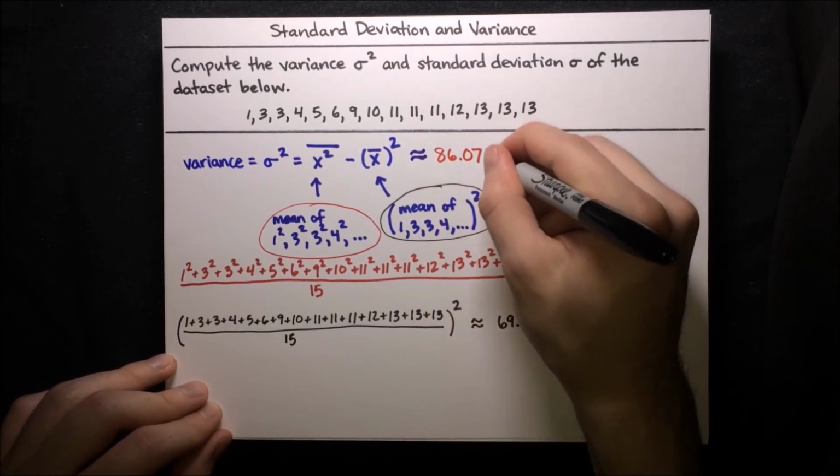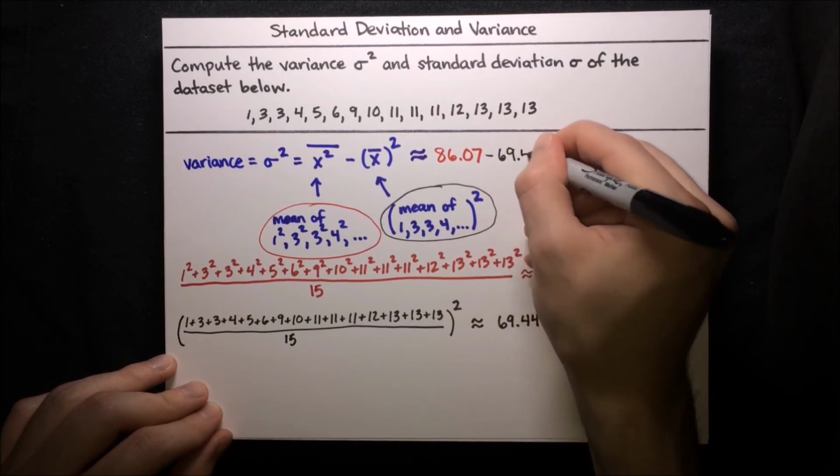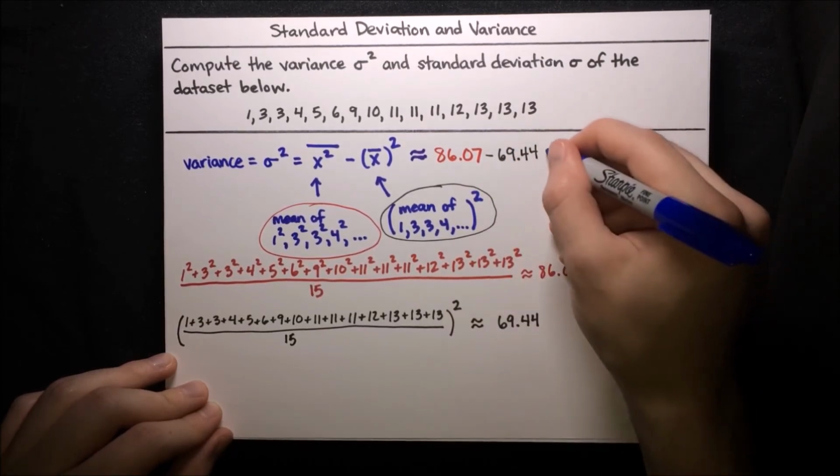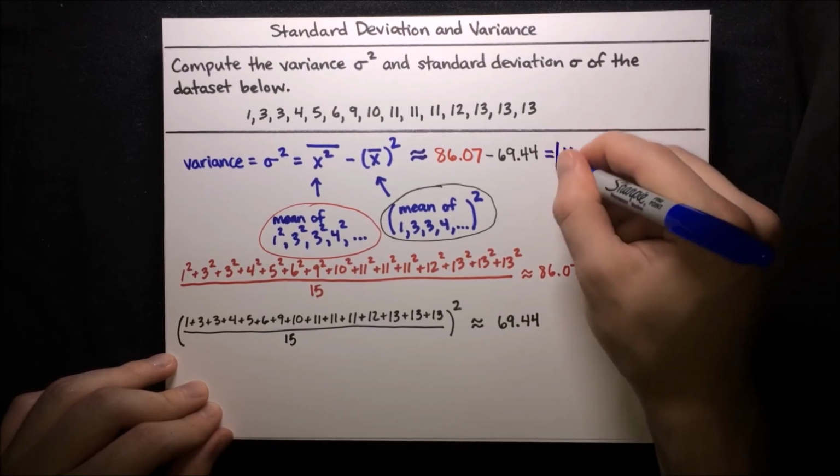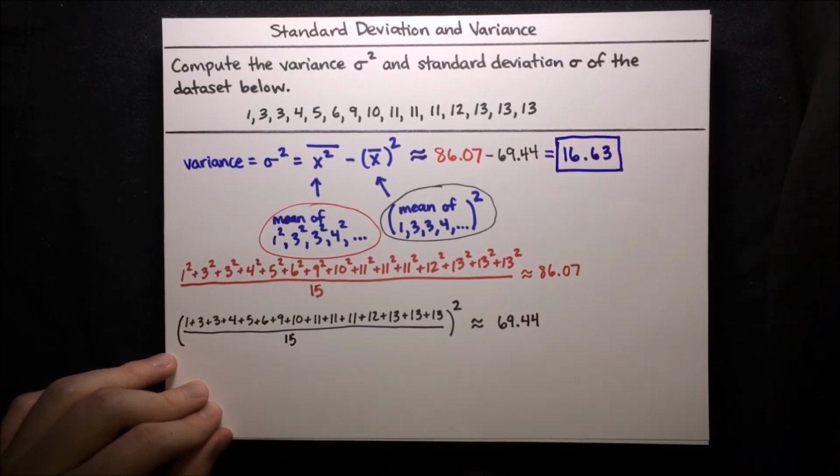So the variance is then approximately equal, because we're rounding the results a little bit, to 86.07 minus 69.44, which is equal to 16.63. So there we go, that's our variance.